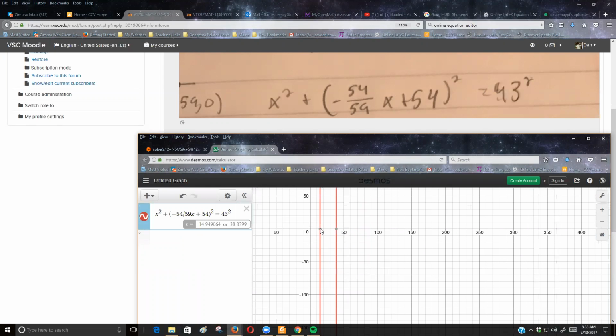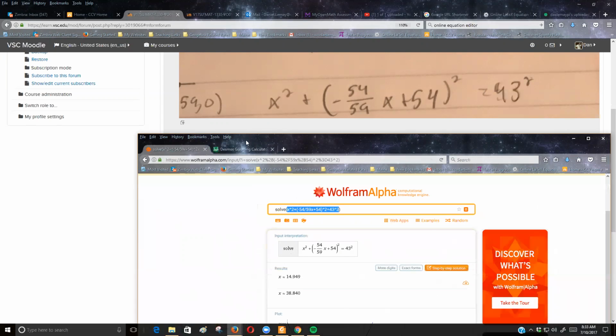And there's a solution, and there's a solution. Those should be the same as Wolfram gave us. Yes, they are. Okay, so there's two ways to solve this.